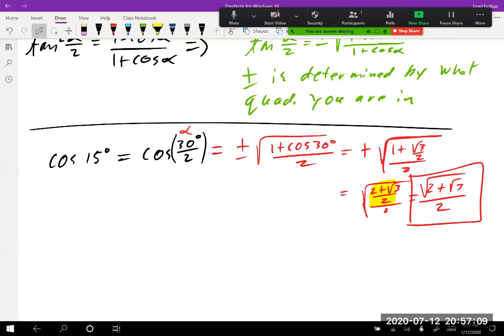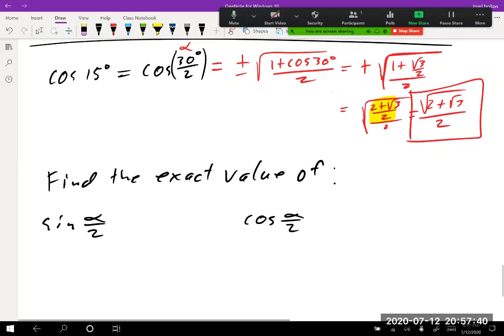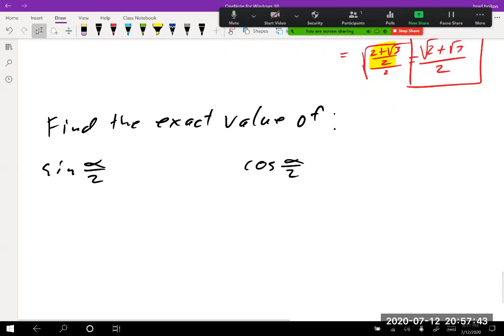A test question might be, find the exact value of, and then I'll just list sine alpha over 2, cosine alpha over 2, and tan. Now, let me see. Do I want to do tan? Nah, we're okay. You guys could do tangent. The ones I have worked out are sine and cosine, so I'll hold off on the other one. I don't want to mess that one up.